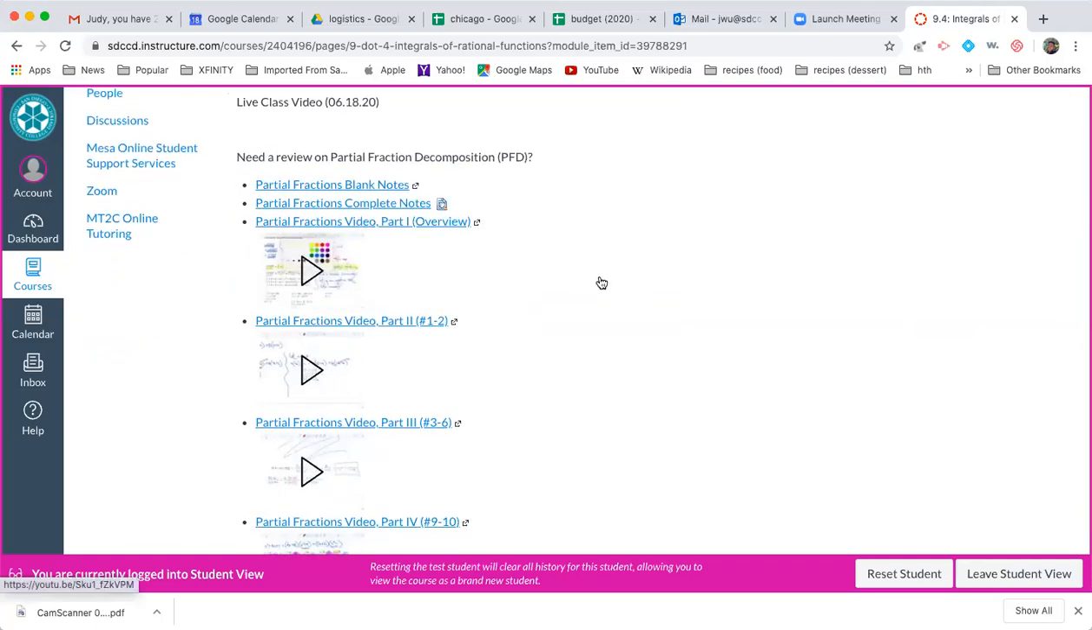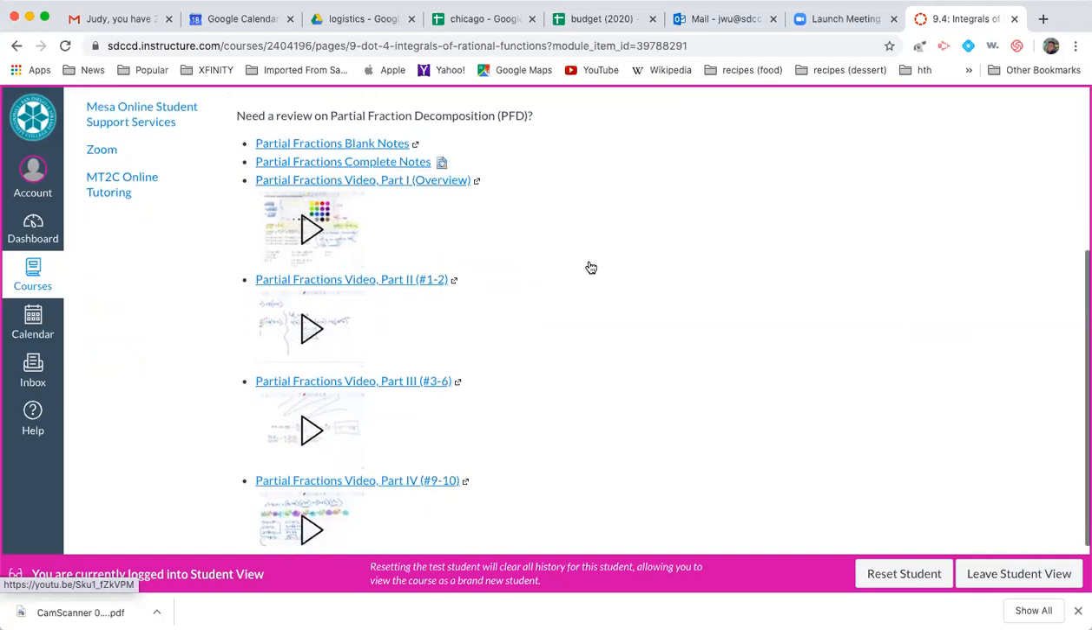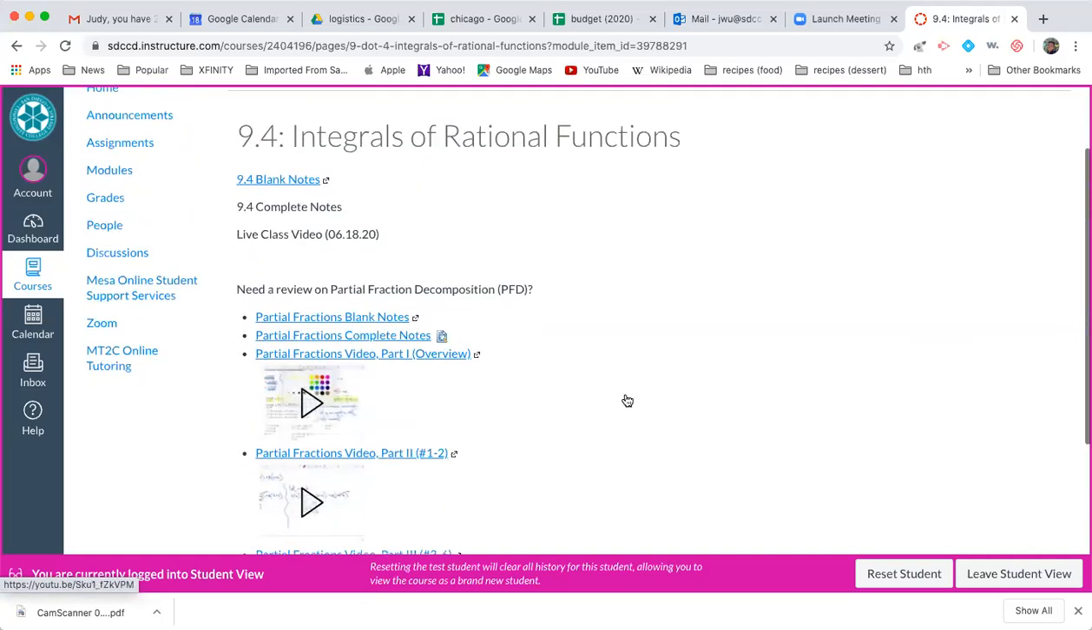If you feel like you need a review on partial fractions, I took my notes from my pre-calc class. If you look here, it has a review on partial fraction decomposition. You've got blank notes, complete notes, as well as the videos if you want to go through a few examples. So if at the end of class you're feeling a little overwhelmed with partial fractions, that could be a really good resource for you. Or I know many of you already have other YouTube channels that you like to watch to help explain math, so you're totally welcome to use those as well. I just wanted to include a few resources for you right here.